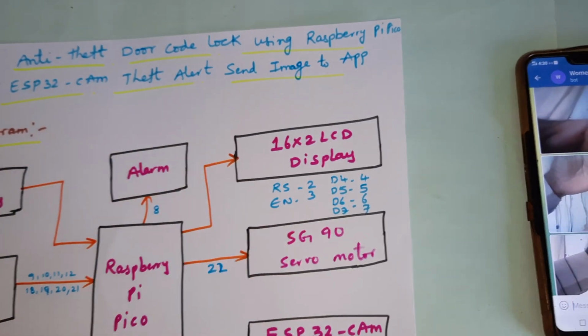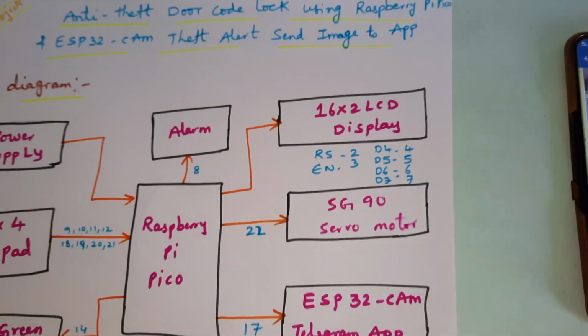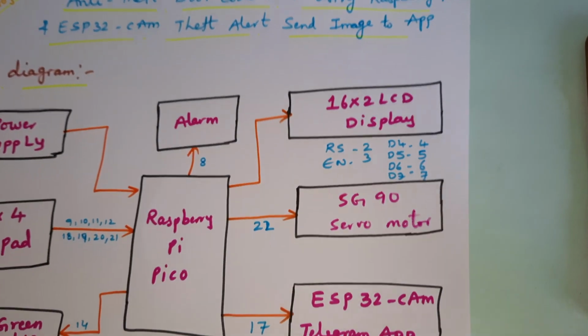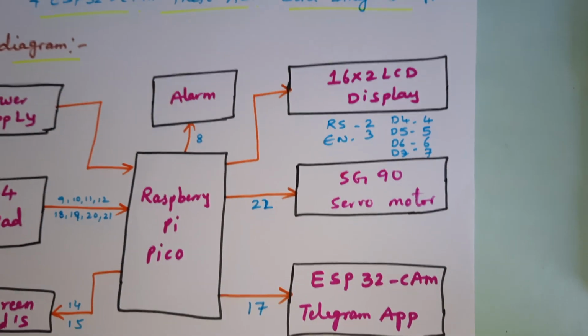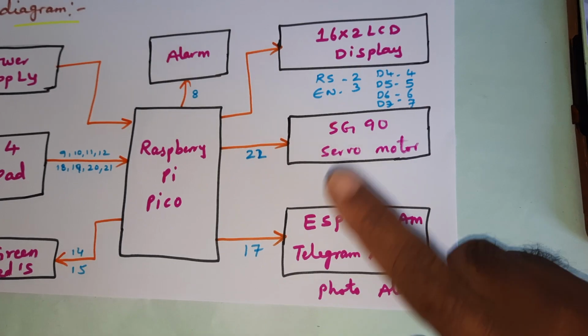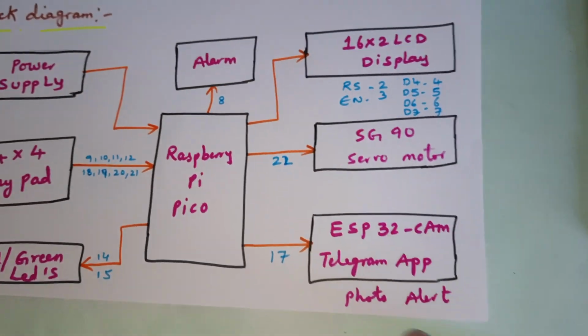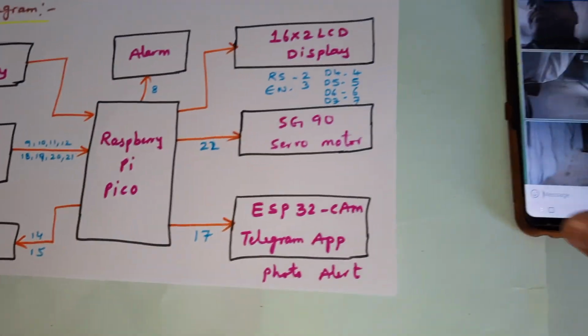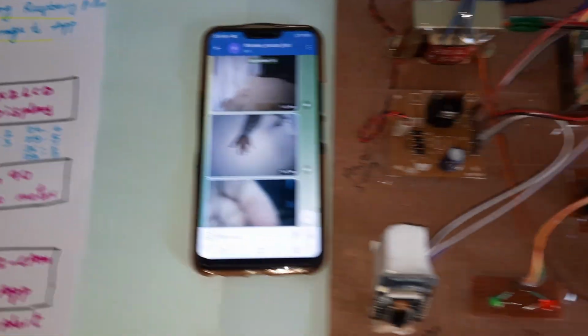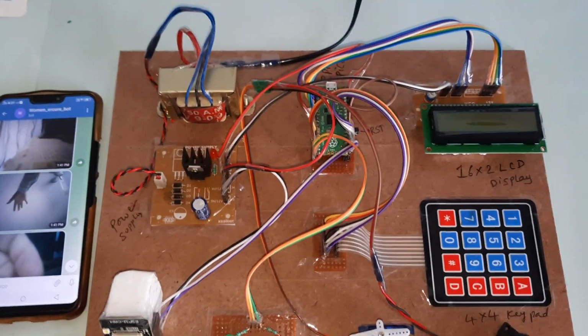16x2 LCD display, character LCD display. Whatever the process is going on, that should be displayed on the LCD, and an SG90 servo motor for the door open close system, and an ESP32 camera for a Telegram photo alert. So let us come into the hardware part.